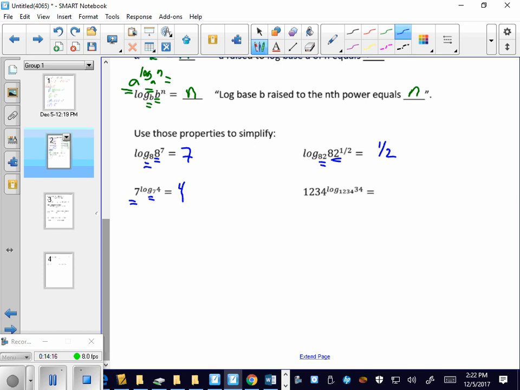And then hopefully you guys can figure this out, because nobody really wants to try and figure out 1,234 raised to the log of 1,000 base 1,234 of 34. It's just 34. All right, so you guys will need to know that one. Again, I don't think that those are too difficult once you understand the pattern that you're looking at. There are some things that we're going to throw in there that are going to change some things up a little bit, but we'll figure that out as we go.